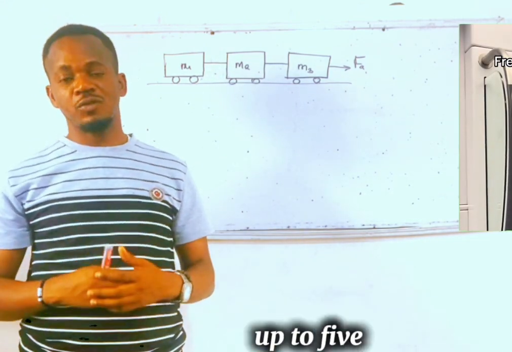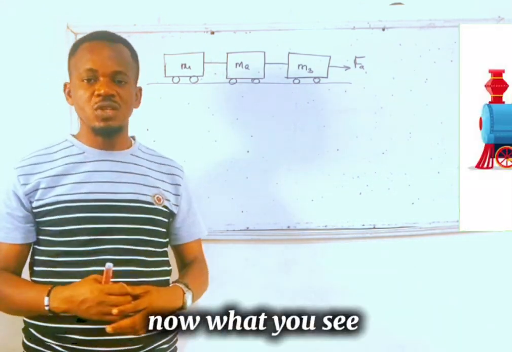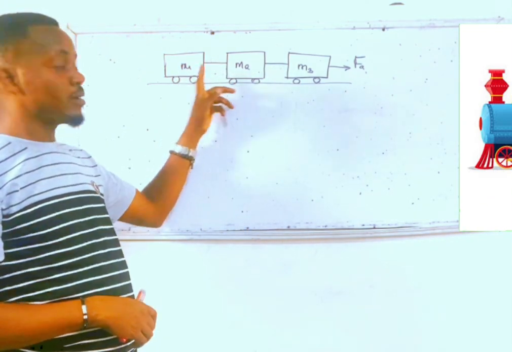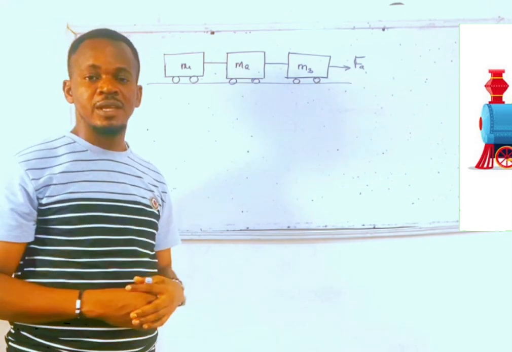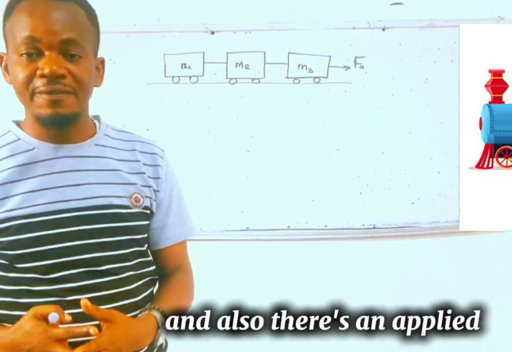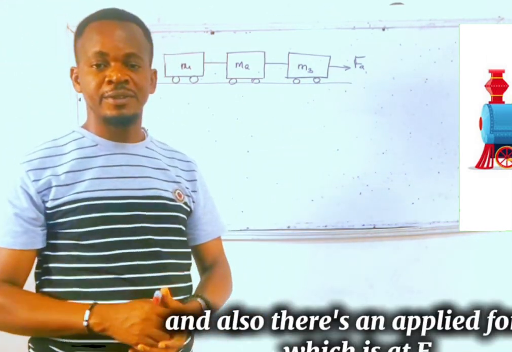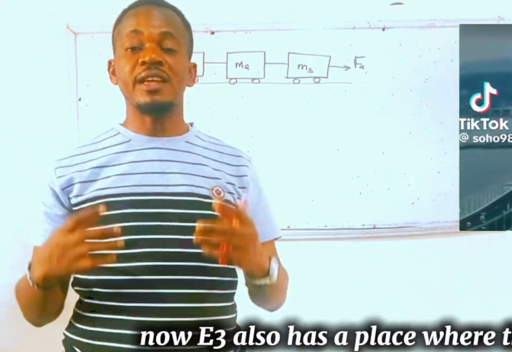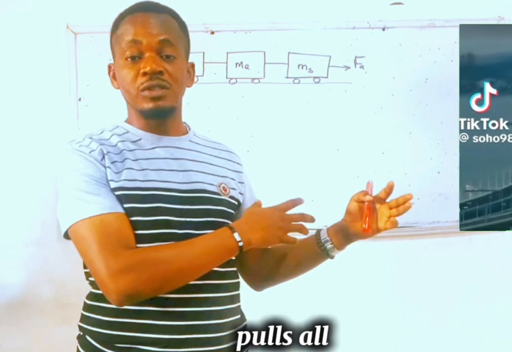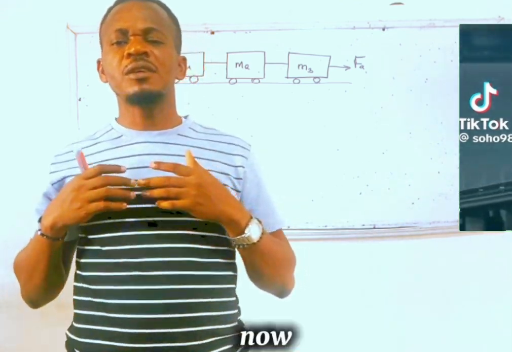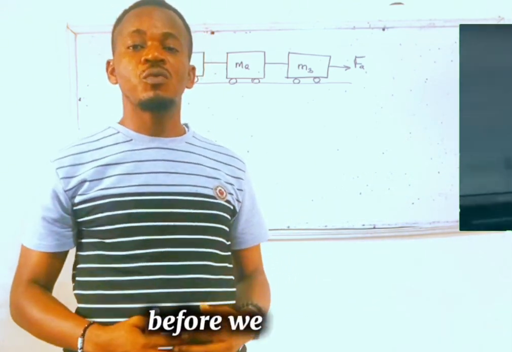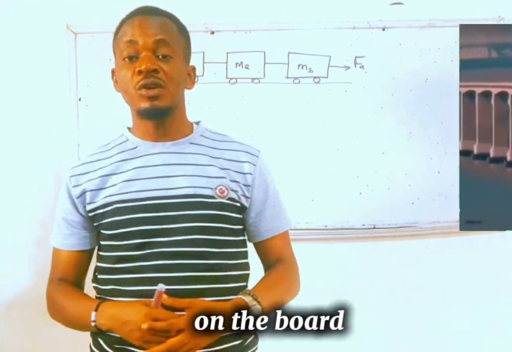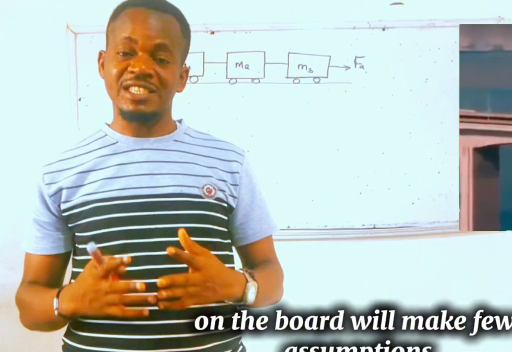Up to 5 coaches. Now, what you see on the board has connection 1, M1, M2, and M3. And also, there's an applied force, which is FA. Now, a train also has a place where the engine pulls all the coaches. First things first, before we go into demystifying this problem on the board, we'll make a few assumptions.